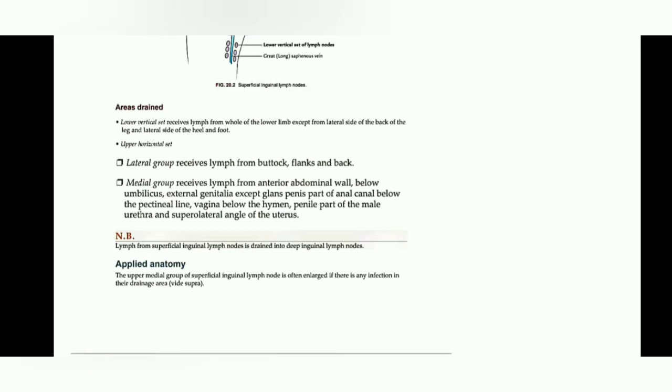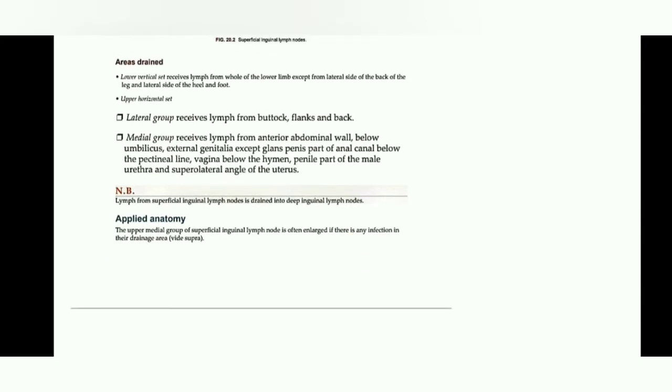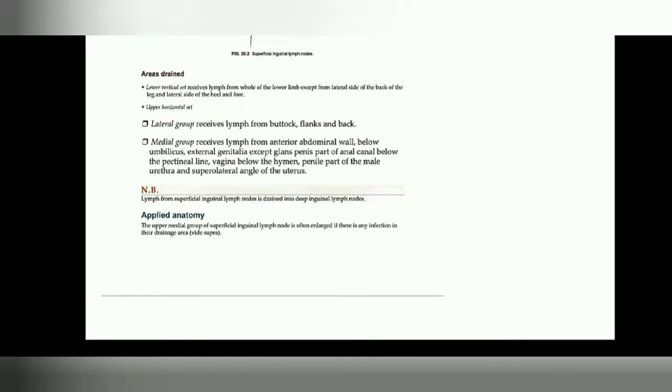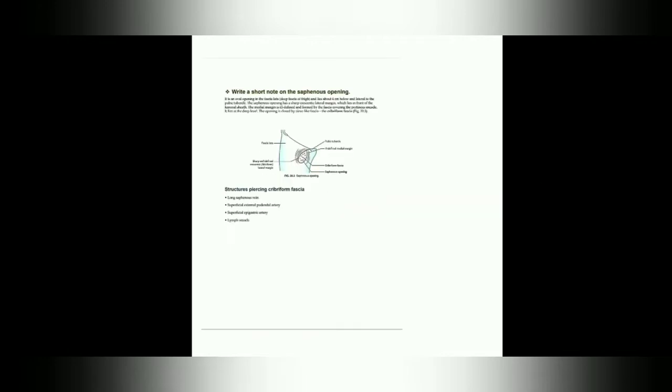So what is to be noted here is that lymph from superficial inguinal lymph nodes is drained into deep inguinal lymph nodes. Deep inguinal lymph nodes are present in the contents of the femoral triangle. What is the clinical here? That the upper medial group of superficial inguinal lymph nodes is often enlarged if there is any infection in their drainage. So now let's come to the next question.